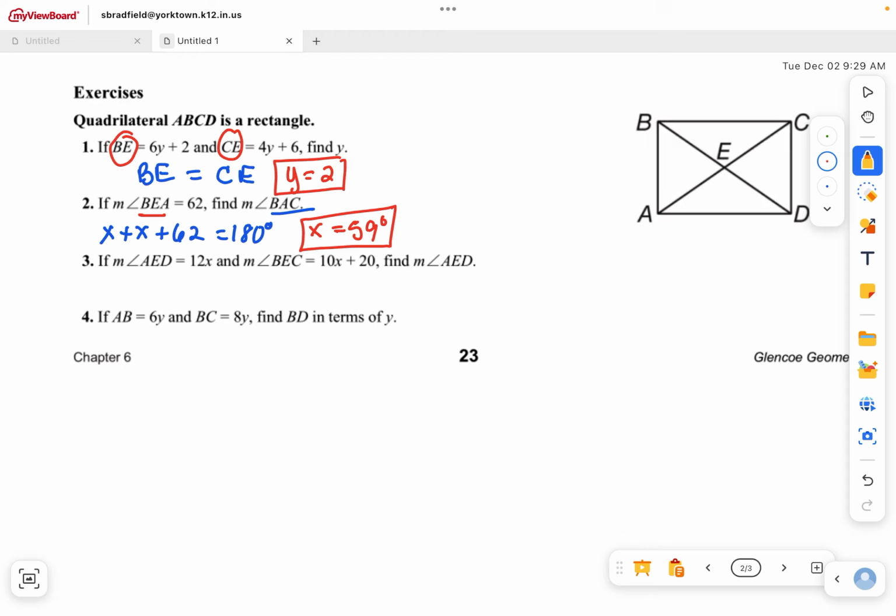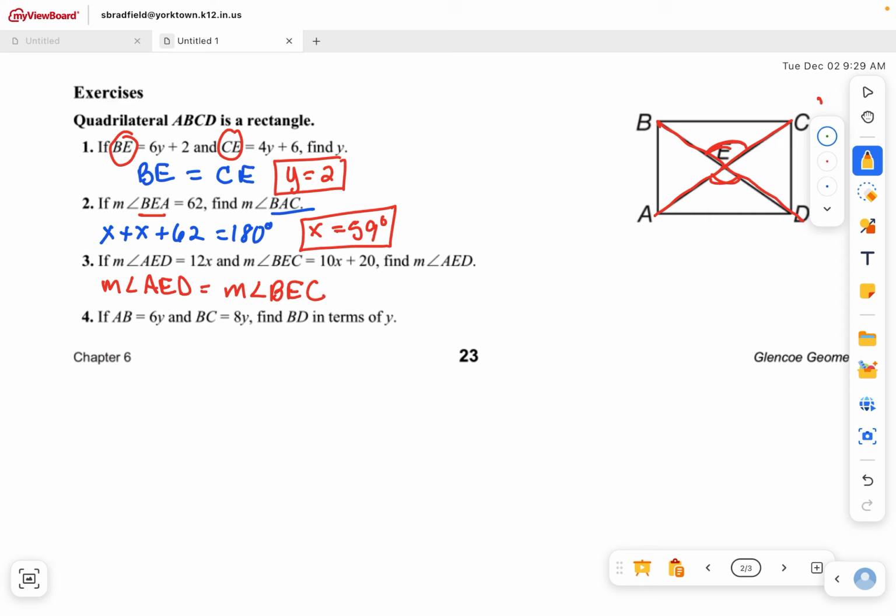Number 3, we have the measure of angle AED. So I'm going to highlight that. AED, so this angle right here, and BEC, this angle. Well, these two are vertical angles. So this is actually using the vertical angle theorem, which means these two angles are congruent and have the same measure. So the measure of angle AED is going to equal the measure of angle BEC by the vertical angle theorem.